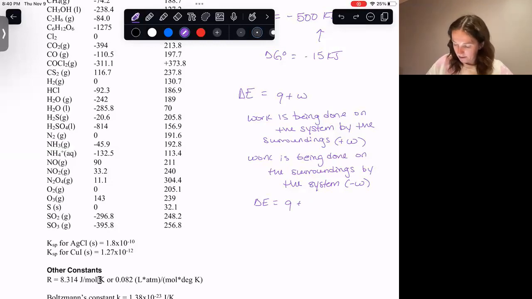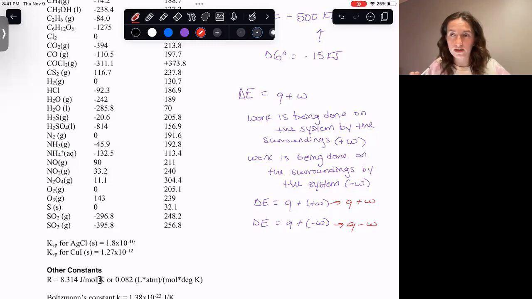It would be a positive W for the first one, or delta E would be Q plus negative W for the second one. So it would result in Q plus W or Q minus W. It just depends on how work is being done, whether it's on the system or by the system. I like positive numbers, so I tend to use the plus W, and then I just change it depending on how work is happening.